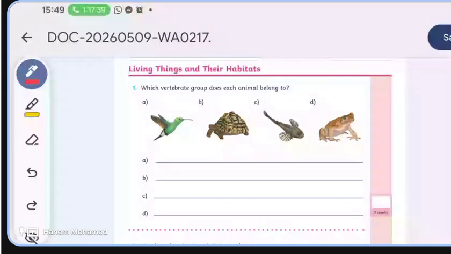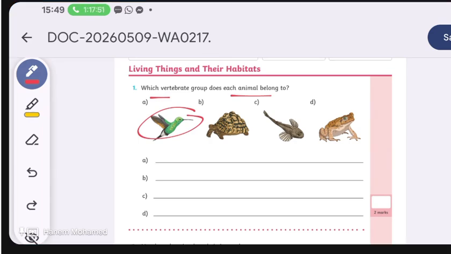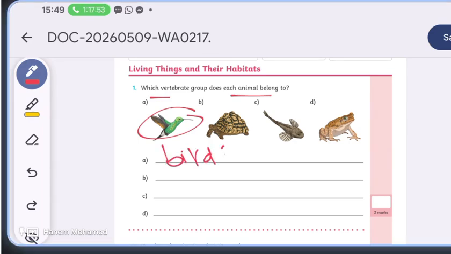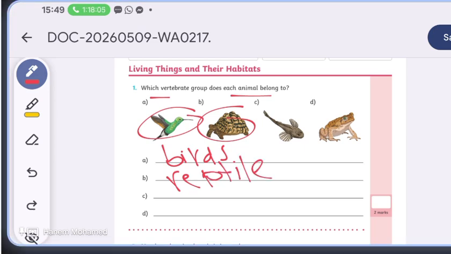So which vertebrate group does each animal belong to? The first one, it belongs to what? Amphibians, reptiles, or birds? The first one, mammal or birds? Birds. The second one, the tortoise is closer to the ground, so is it reptiles or amphibians? Reptiles. It has hard scales, like the snake and the crocodile, closer to the ground.